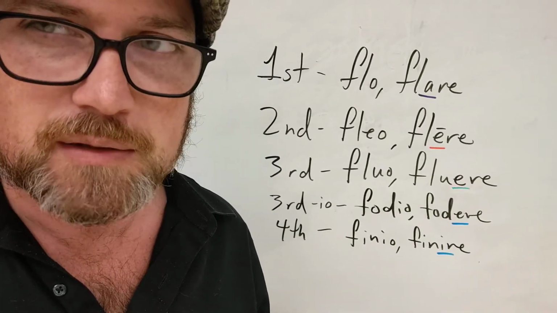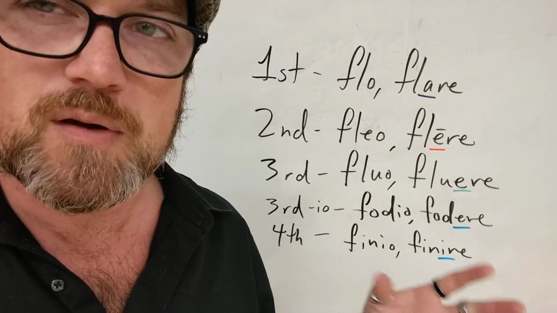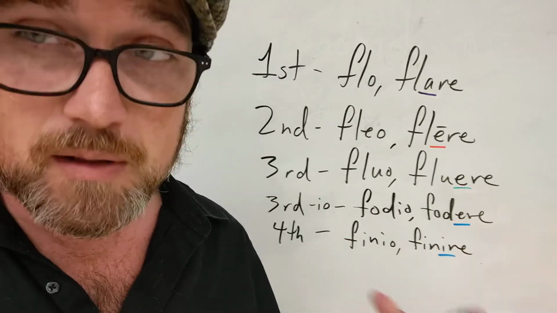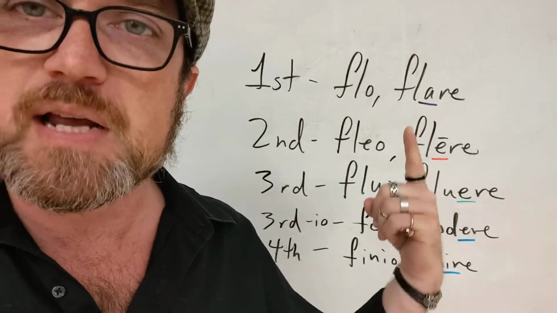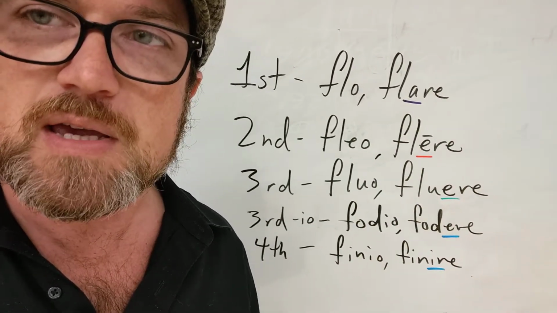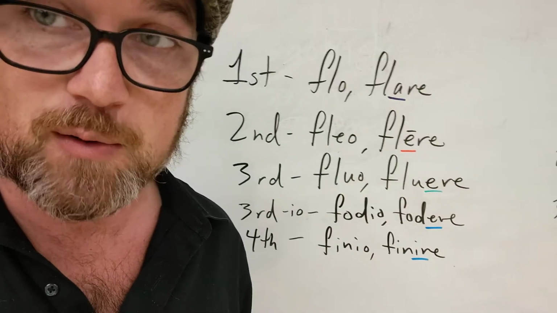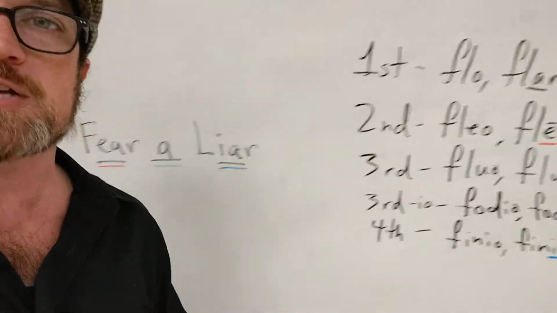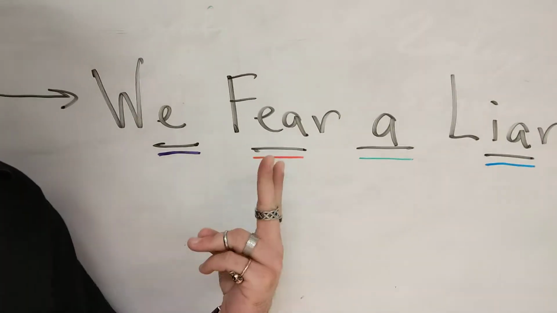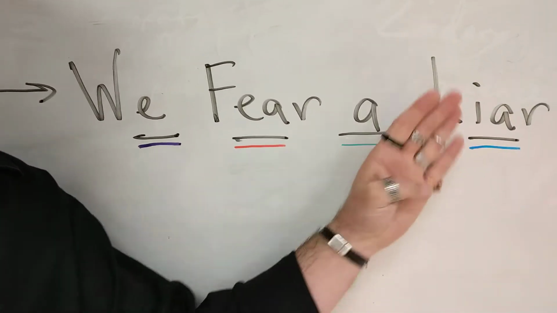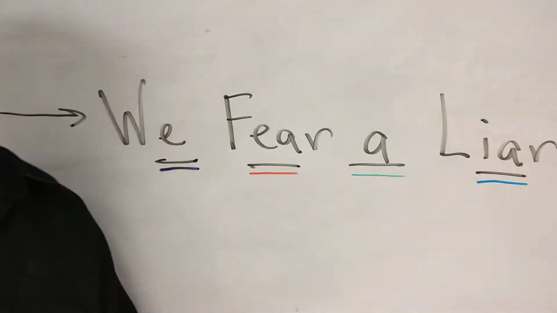Except when they're subjunctive. When they're subjunctive, what you're conjugating is still going to be based on the present stem. But instead of using the vowel that you see, you are going to change the vowel. And you're going to change it according to this pattern. We fear a liar. All right?